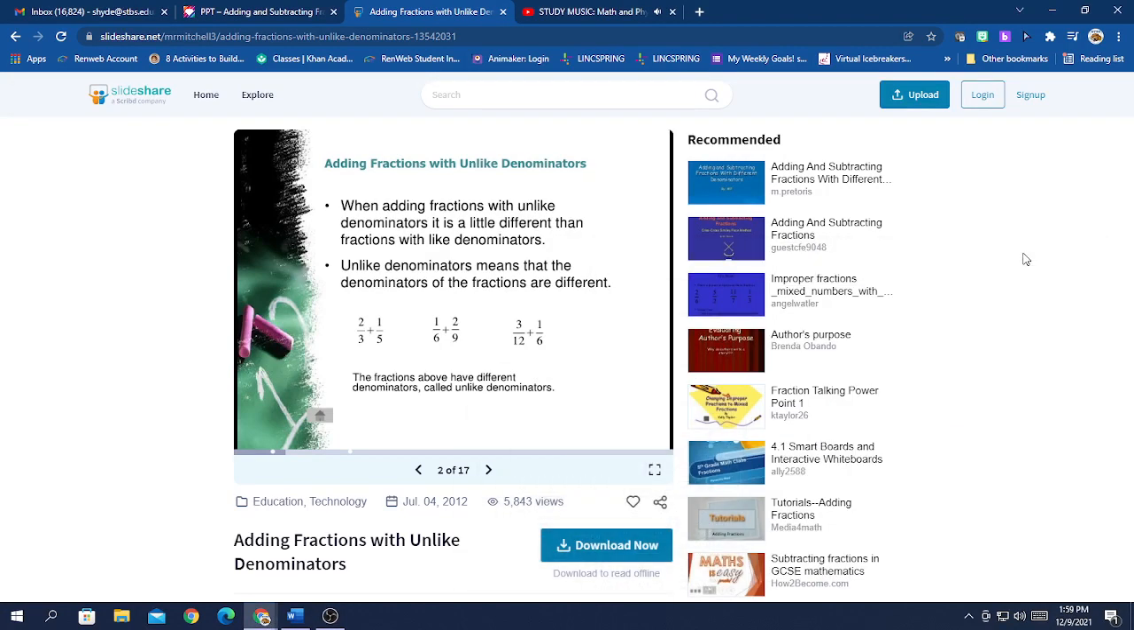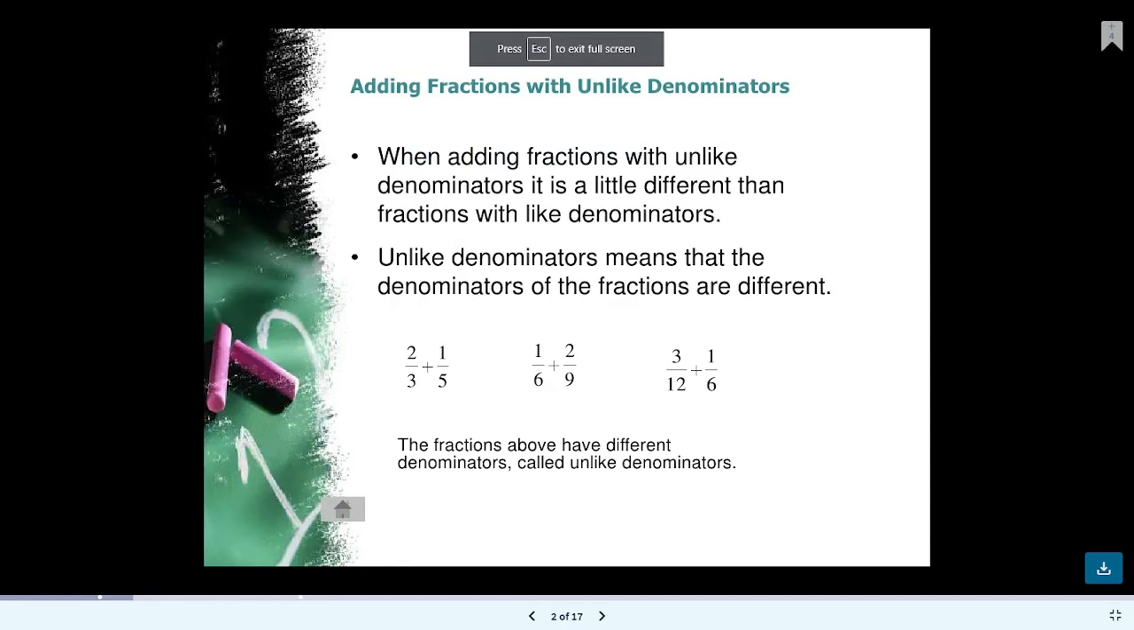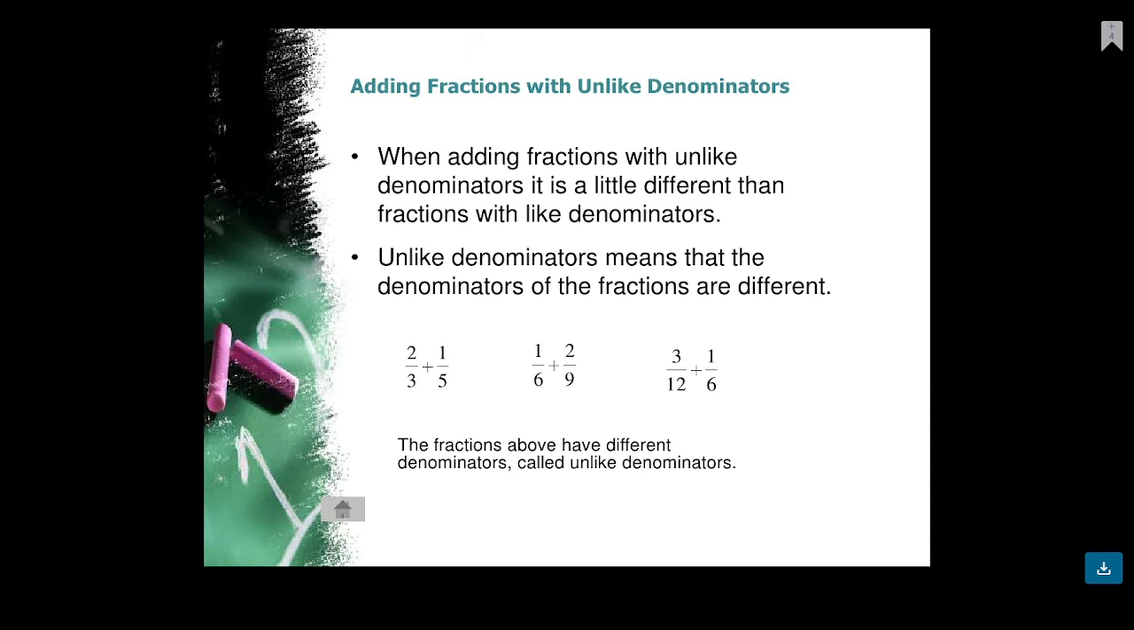So we're going to do a quick review of the topic we saw last week, adding fractions with unlike denominators. When adding fractions with unlike denominators, it is a little different than fractions with like denominators. Unlike denominators means that the denominators of the fractions are different. For example, you can see 2/3 plus 1/5, 1/6 plus 2/9, 3/12 plus 1/6. The fractions above have different denominators called unlike denominators.